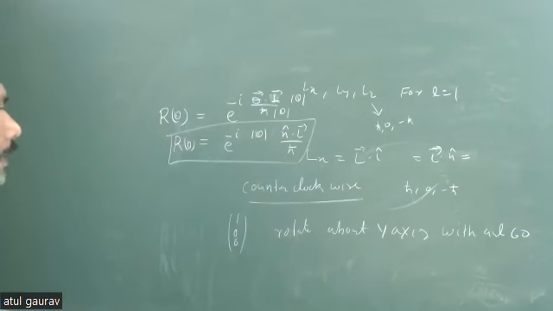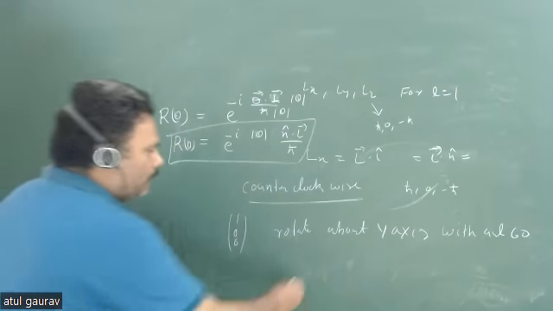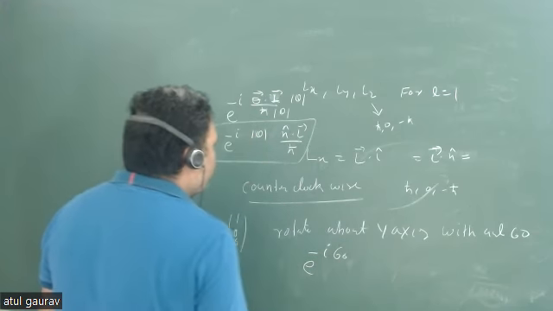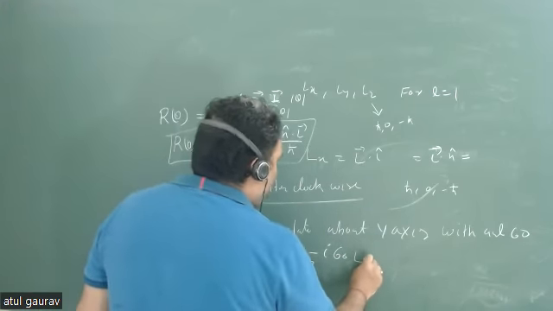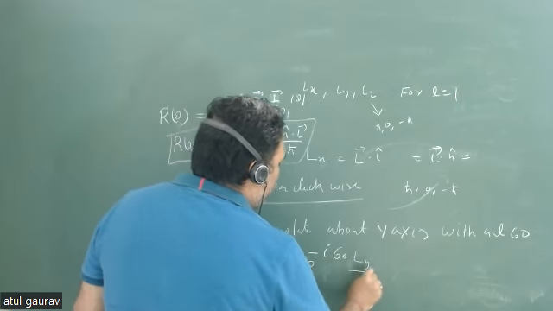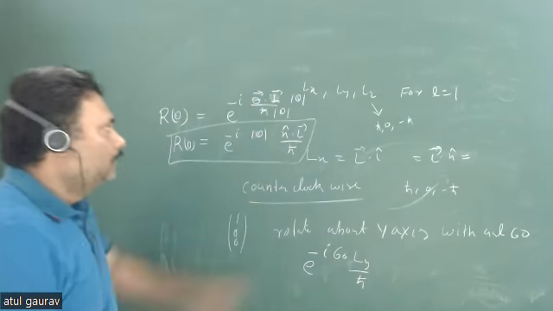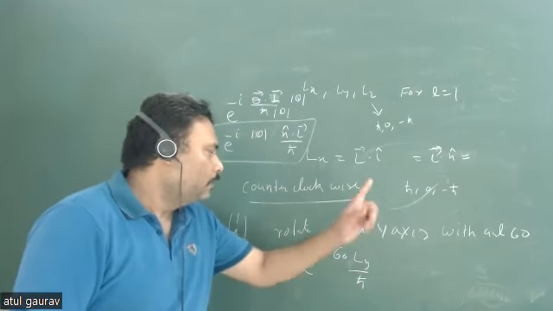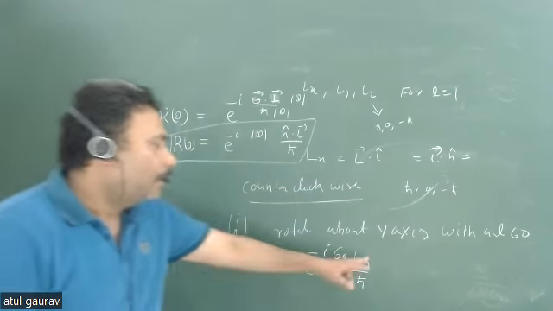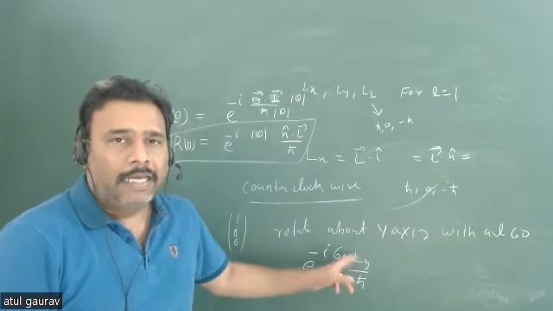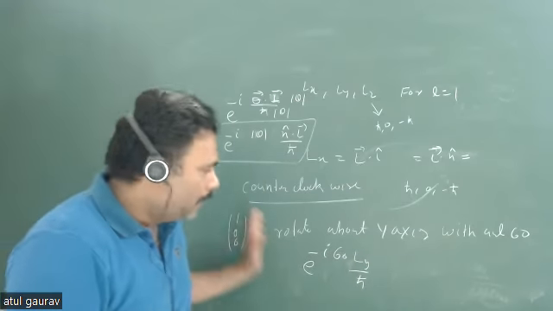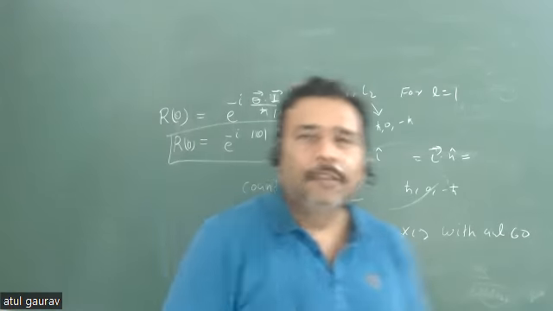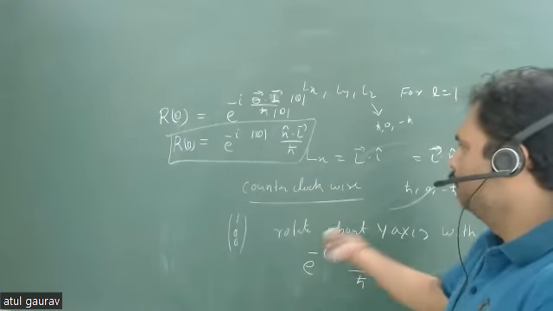Tell me, how will you write this? So this value is e to the power minus i. What will be the value of theta? 60. And this value is equal to what? Ly upon h cross. n cap dot L remains Ly by h cross. And now you can open it in cos and sin form, and Ly then comes in the form of L plus and L minus. You can easily do a Taylor expansion and other things, depending on the situation. But this is your rotational matrix.